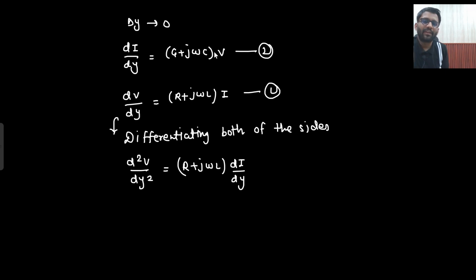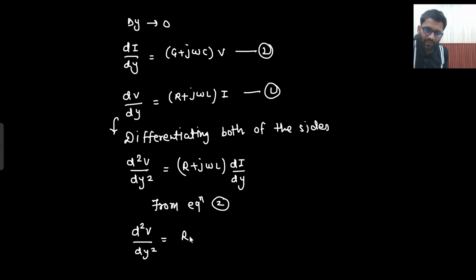And what is the value of dI by dy? From here I can pick it from equation 2. Very easy derivation, right? Nothing complex is there. Every single thing we know about this derivation. That would be R plus j omega L. What is dI by dy? dI by dy is G plus j omega C into V.